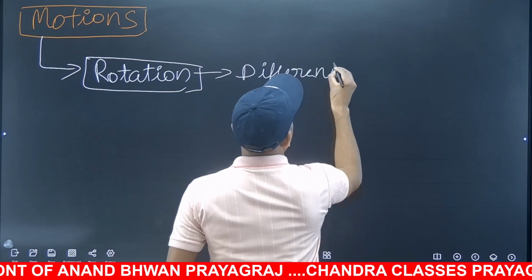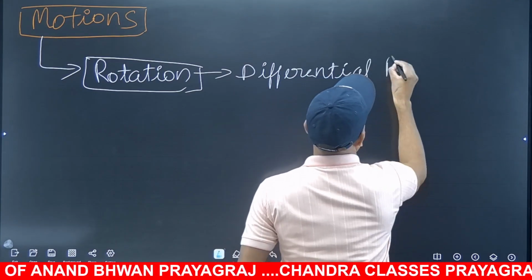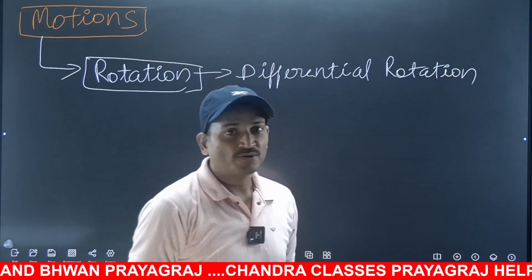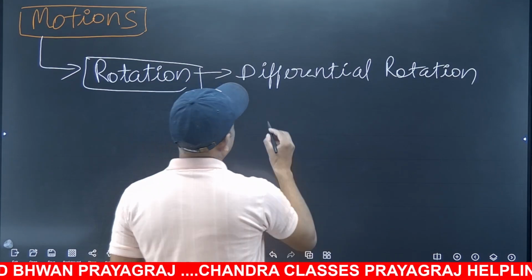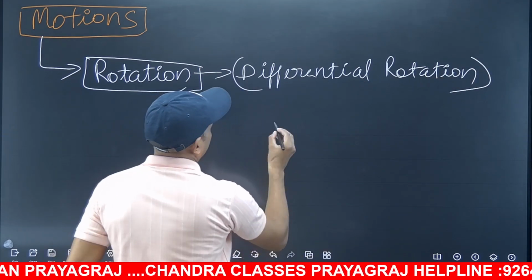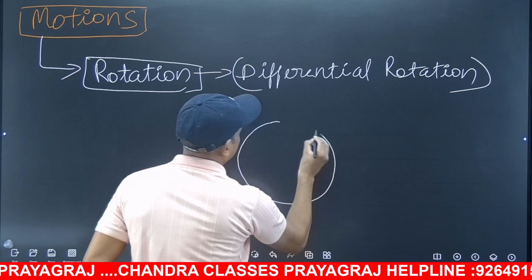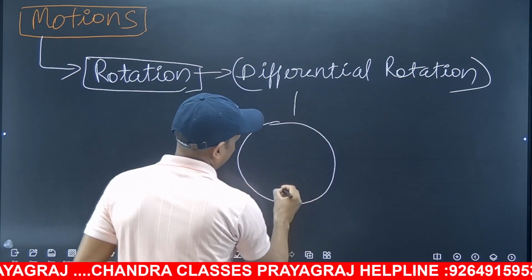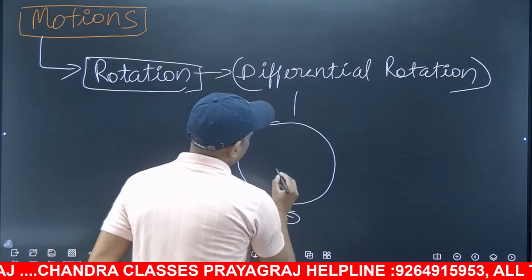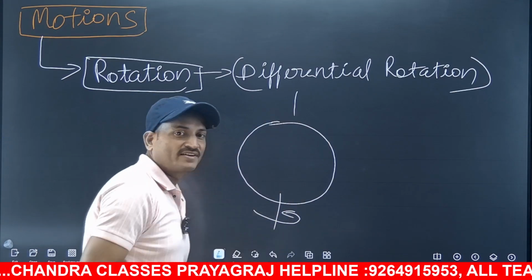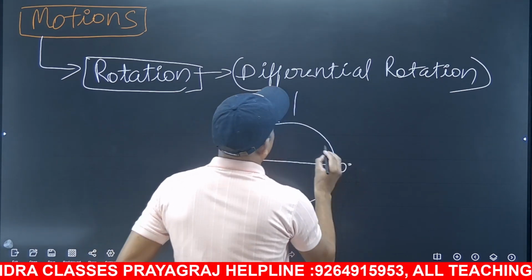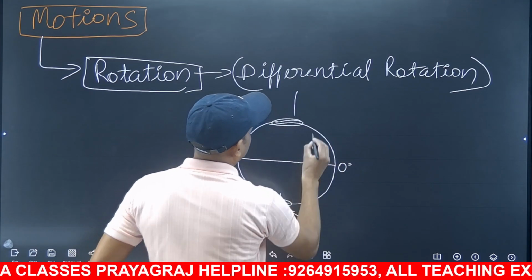Differential rotation. Now what is differential rotation? Important aspect to know. When we say differential rotation, it means, for example, this is our sun. This is the imaginary axis the sun is rotating on. But since the sun is made out of gases, for example, this is the equator of the sun, and these are the polar regions, poles.